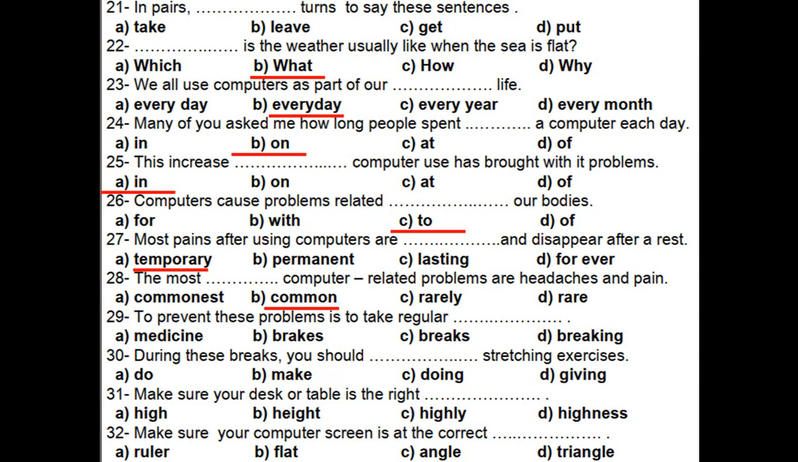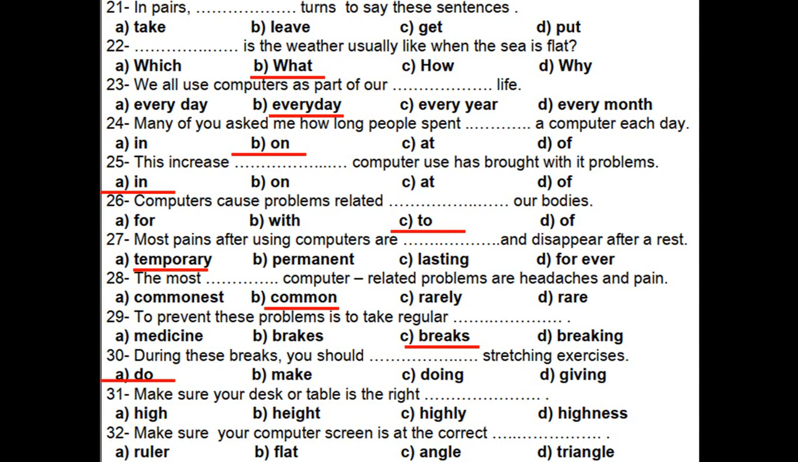Number 29. To prevent these problems is to take regular medicine, breaks, breaking. Of course it is breaks, number C. What about number B? Brakes in number B is the tool or the device that stops a car or a bicycle. You press the brakes in order for the car to stop. Number 30. During these breaks you should do stretching exercise. We usually do exercise, make exercise, doing exercise, giving exercise. We usually do exercise. Doing is not used because of should. Should is followed by an infinitive.